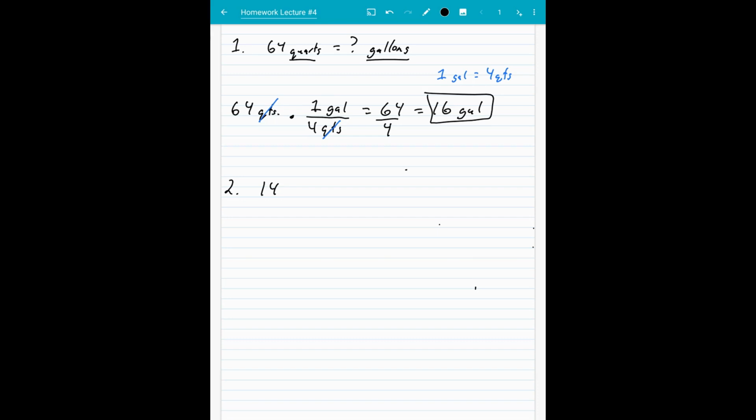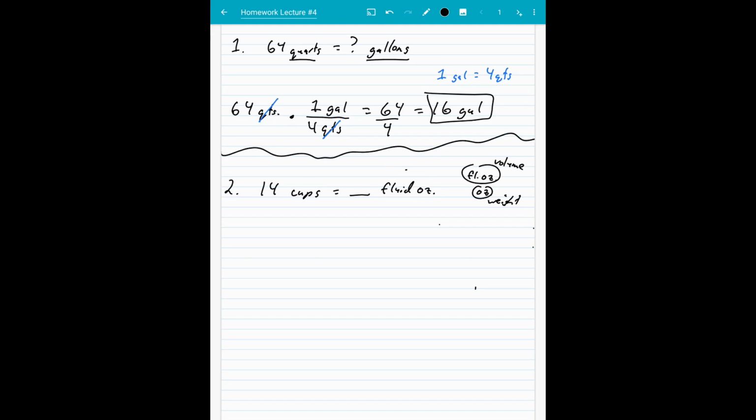It says to convert 14 cups, and it wants it into fluid ounces. Now, notice the fluid, that means it's a liquid measurement, not a weight measurement. It's easy to confuse ounces with ounces if one is fluid ounces and the other is ounces. Remember, ounces is weight, fluid ounces is volume. So remember that difference. So it's a volume to volume conversion.